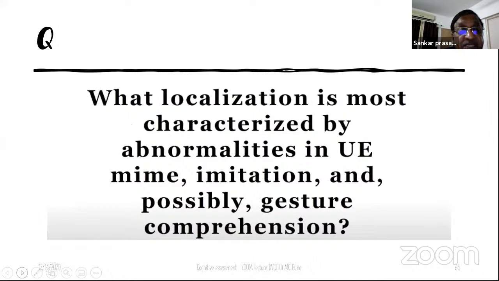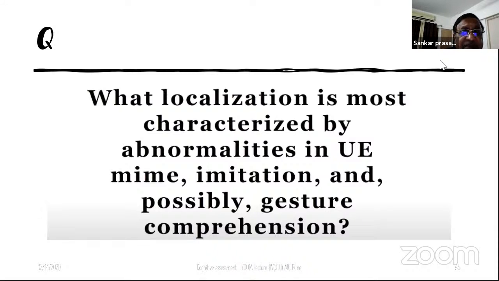What localization is most characterized by abnormalities in upper extremity miming, that is pantomime, imitation, and possibly gesture comprehension? What is the localization? Where is the problem? I have shown you the circuit. I have shown you where the semantics, the software, the programs are stored, and they reach the supplementary motor area on the left side first and then go to the right side. So which is the area which is important for praxis?